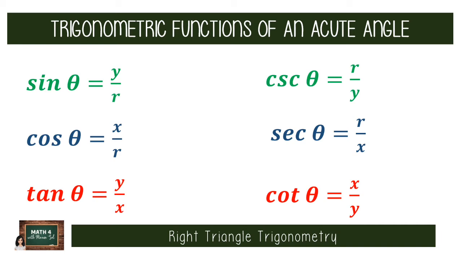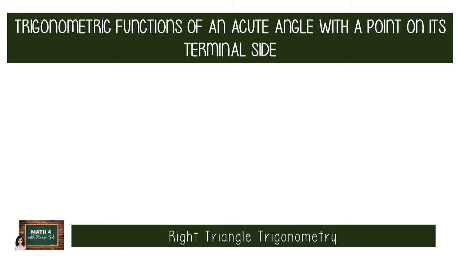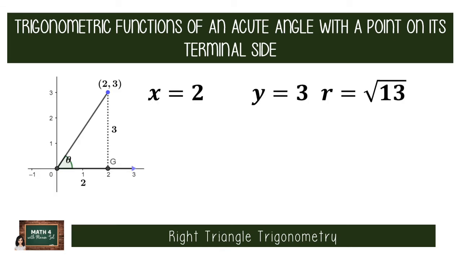The notation difference is basically dependent on what is given. If a triangle with side lengths is given, then you have to use O, A, and H. If a point on the terminal side is given, then you use x, y, and r. As we previously noted, it always helps to write the values of A, O, and H before proceeding with our calculations. This time, to be consistent, we are using x, y, and r. So we write x equals 2, y equals 3, and r equals square root of 13.